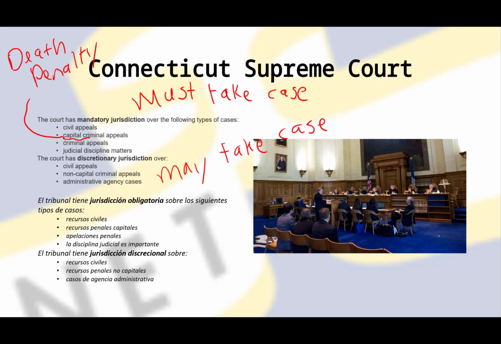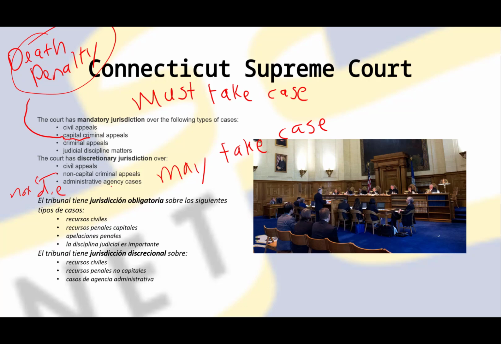Now, with the discretionary jurisdiction, with a non-capital criminal appeal, meaning certain crimes where you will not die, they can say they won't listen to it. Typically, if you're in jail for a little while and you're going to get out soon, they're not going to take it. It's not as important a case as a death penalty case. These are big cases. They make the news when they happen.